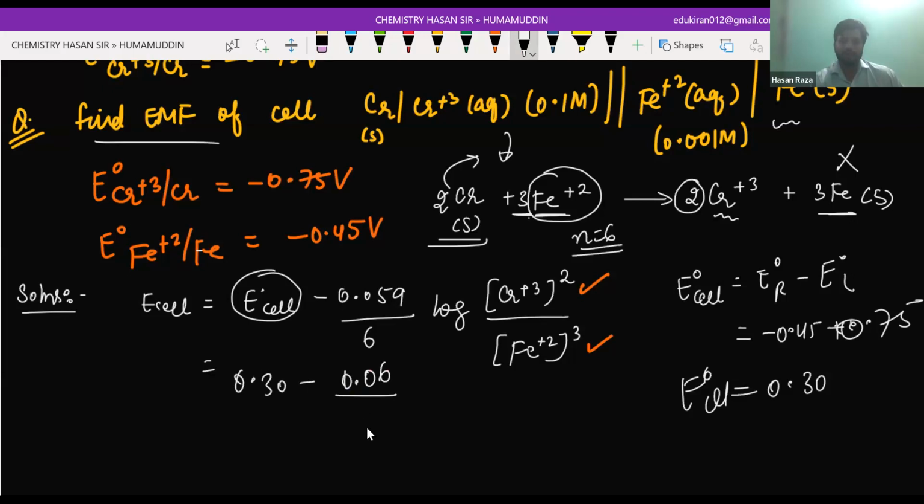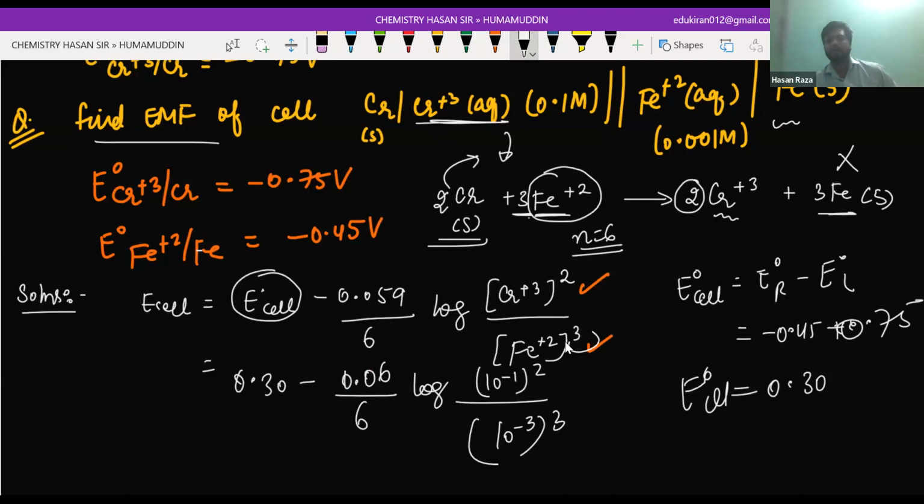you can do this, 0.06 upon 6 log of Cr plus 3. You can see it is 10 raised to the power 1 raised to the power 2 and 10 raised to the power 3 raised to the power 2. So I think you can do this now. Yes or no? Yes. Please do complete this. Then we will move to the equilibrium constant from Nernst equation.